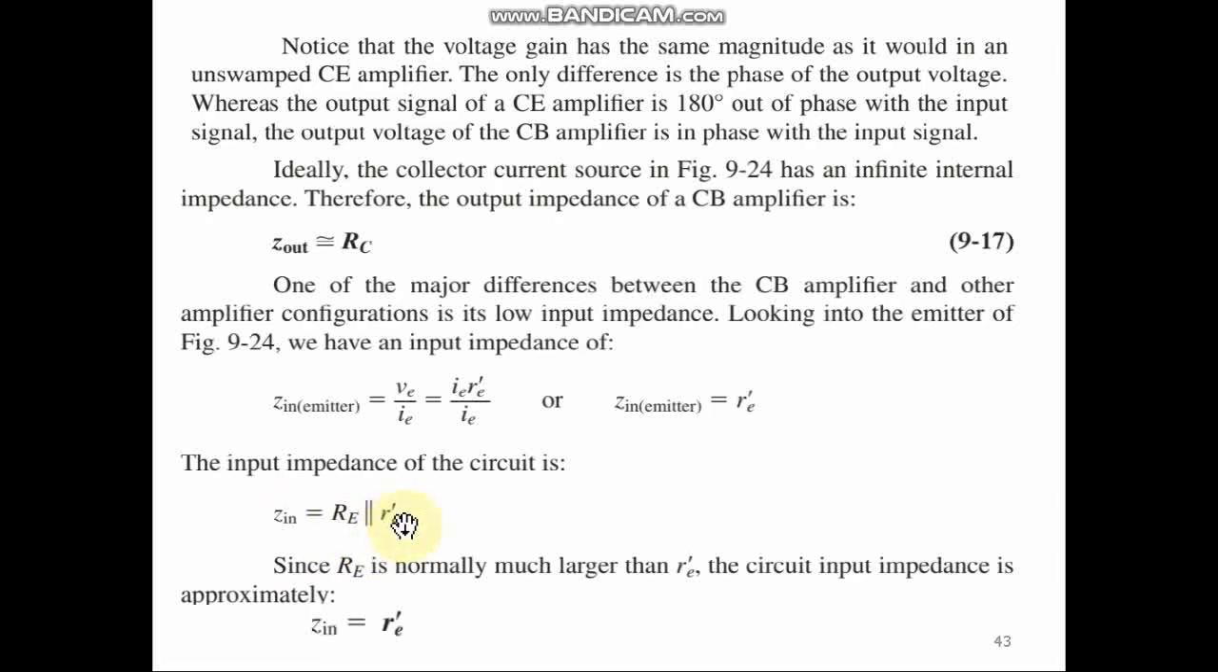So finally the input impedance will be RE parallel RE dash. Since RE is normally much larger than RE dash, the circuit input impedance will be approximately RE dash.